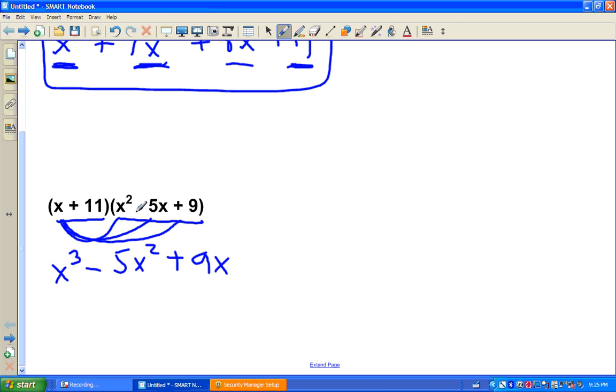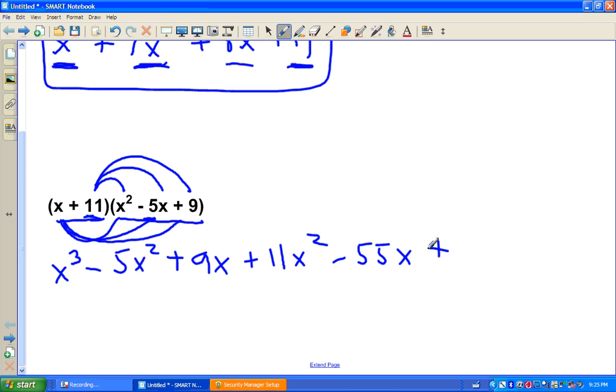So far, so good. Now I'm going to take the 11 and do the same thing, times the first term, which will give me plus 11x squared. This one will give me 11 times a minus 5, which is a minus 55x, right? The minus 5 times the 11 gives me the 55. Don't forget the x is there too, so they're both multiplied. And now the 11 times the 9. 11 times 9 is plus 99.